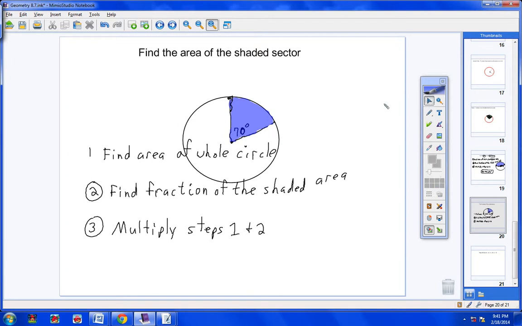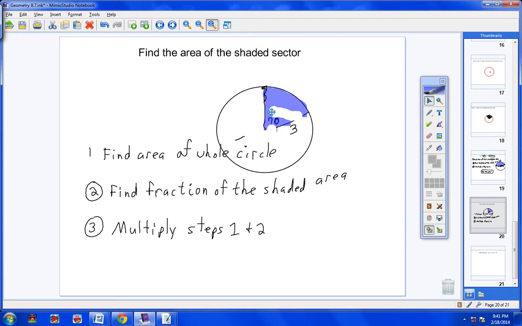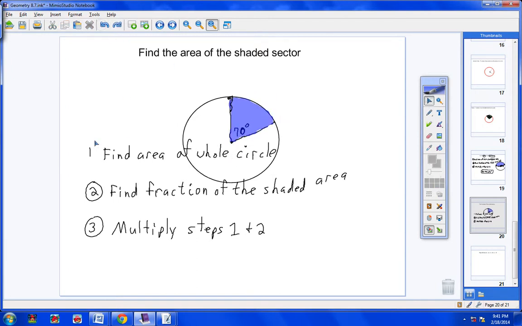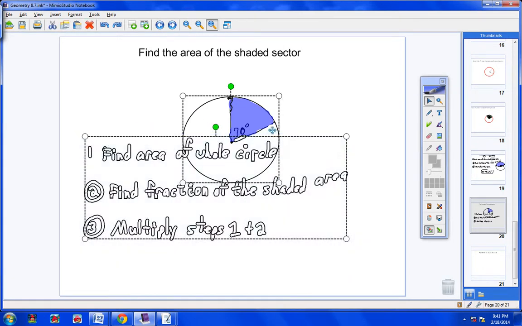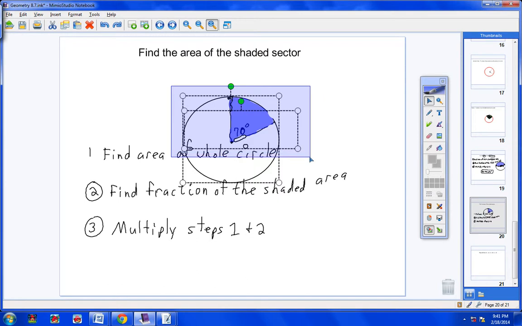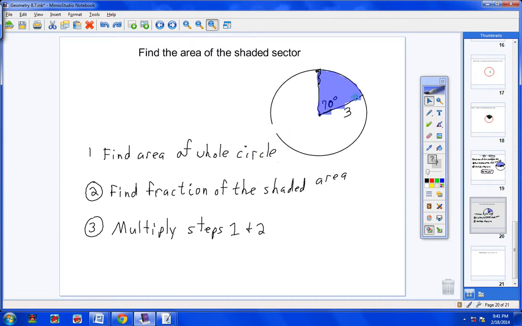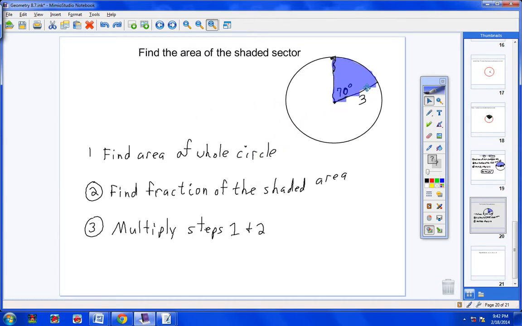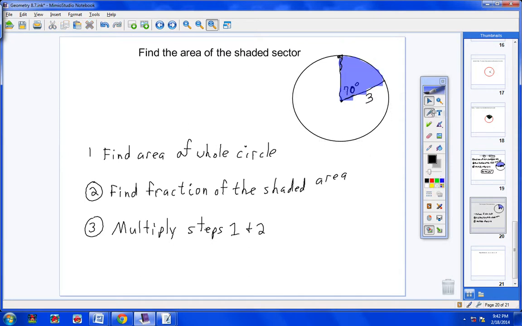Okay, here we go. Find the area. That's not going to work, is it? Here we go. And how can we do this? Let's see here. I think we got a little bit. That's not too bad. There we go. Okay. Now, we're going to find the area of this shaded sector. So, with that in mind, you can work ahead or watch me.